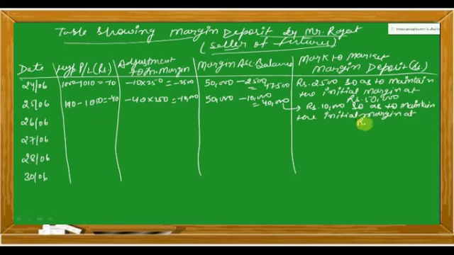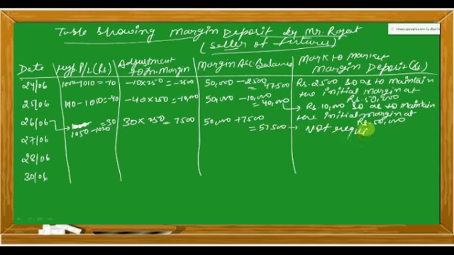at rupees 50,000. Then on 26th, 1050 minus 1020 is positive 30. So 30 multiplied by 250 will be 7,500. Margin account balance 50,000 plus 7,500 will be 57,500. Not required.